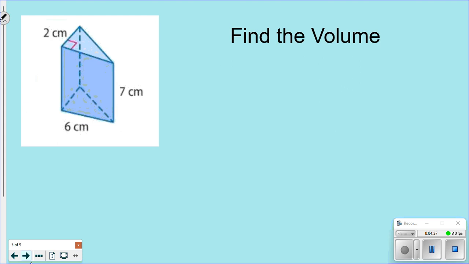Okay, now here's a little different one. We have the volume equals area of the base times the height. So first thing we're going to talk about is the base. What is this base this time? This is a triangle, so we have to find the area of that triangle. Well, I know, let's just write out the formula.